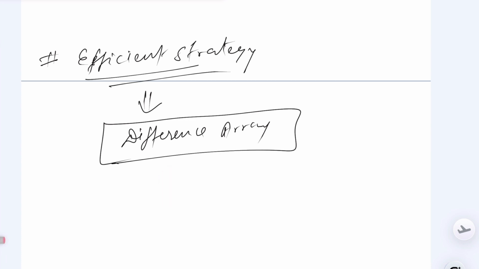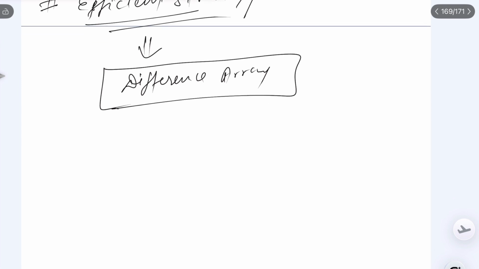What I'm trying to say is, the very first thing, why we will use it: the above approach is too slow. So we will use a difference array to track the cost that is changing. If the cost is changing, we have to track that.